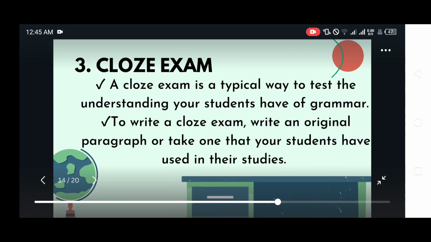The third one is the cloze exam. A cloze exam is typically a way to test the understanding your students have of grammar. It is originally read in paragraph form, and it shows whether students have studied and can think logically and grammatically in reading and choosing the correct words for the certain paragraph that the teacher gives.